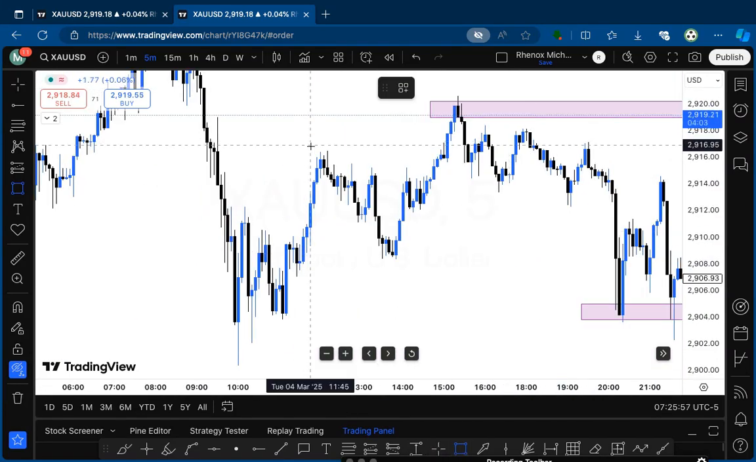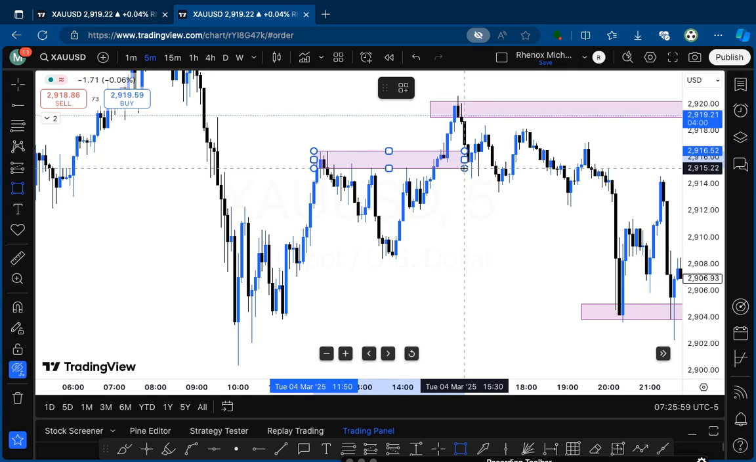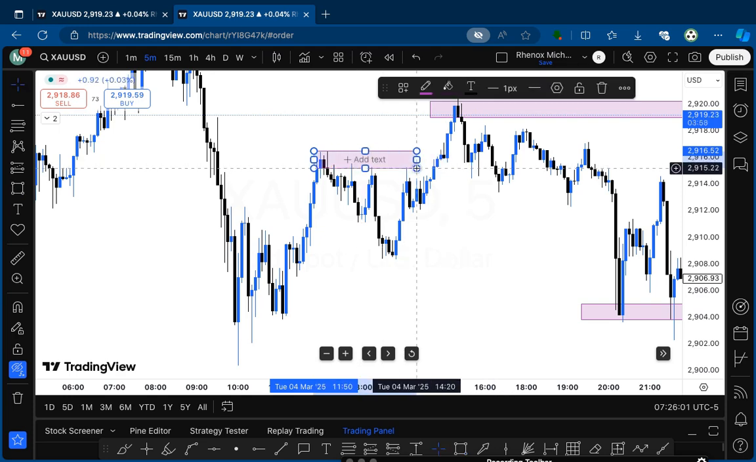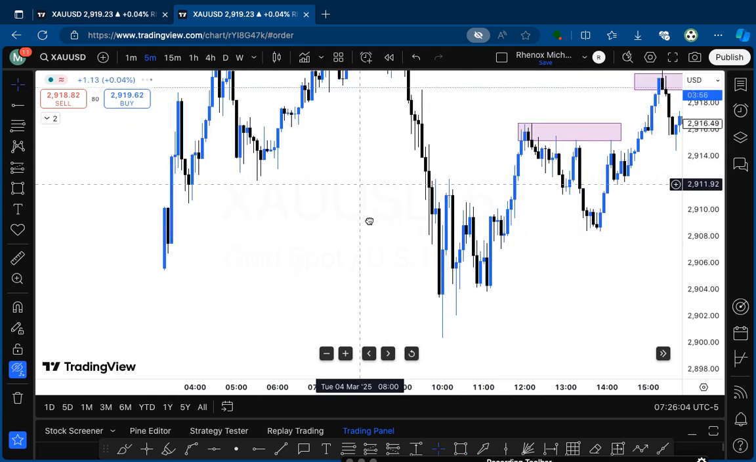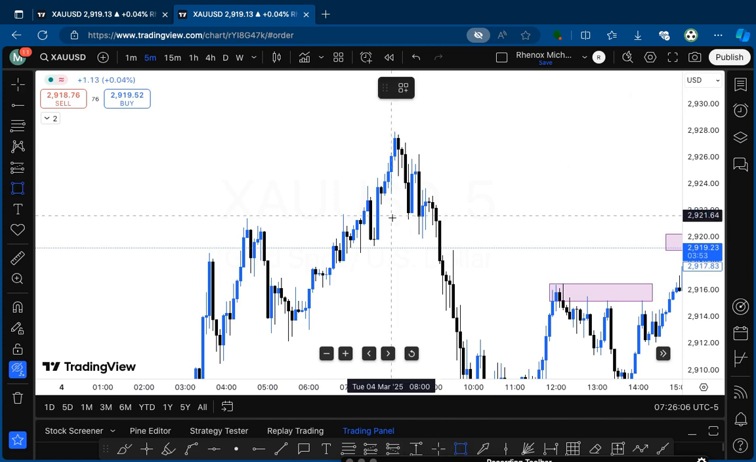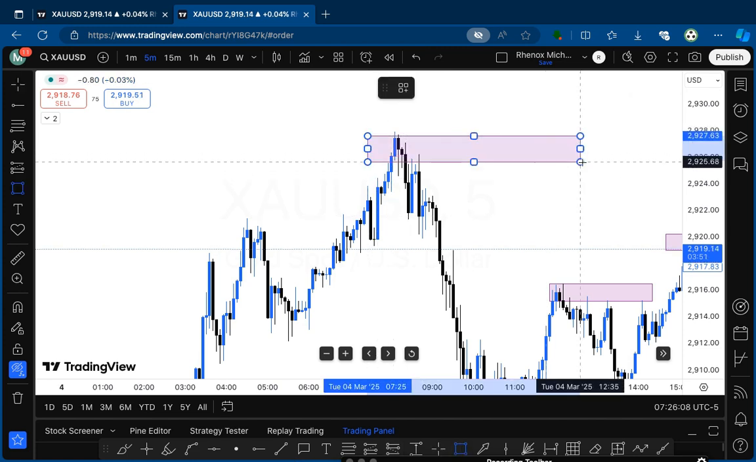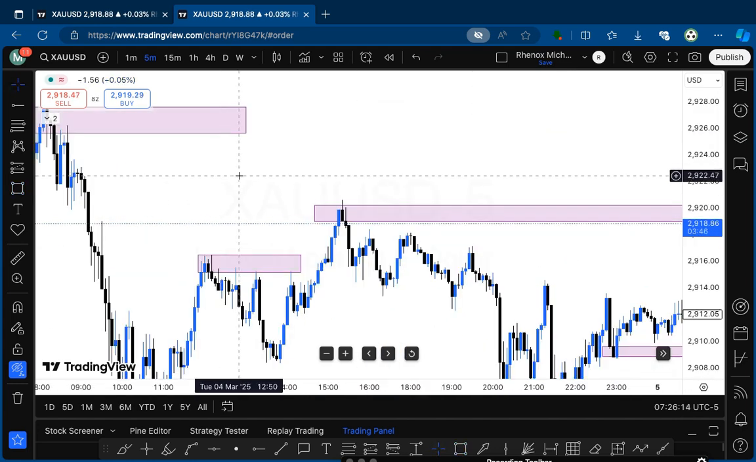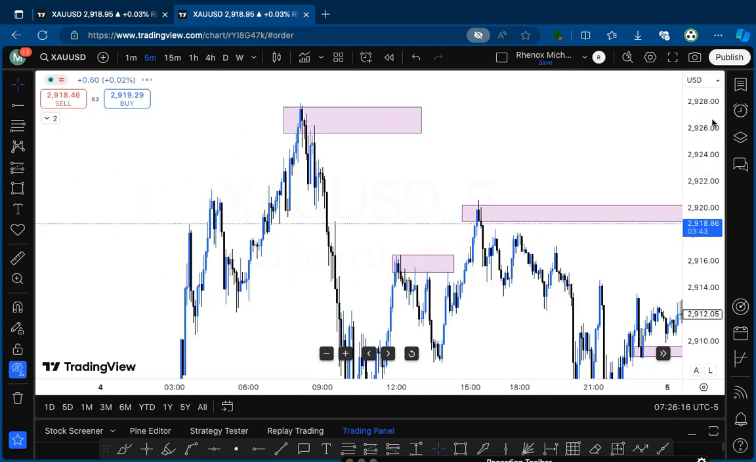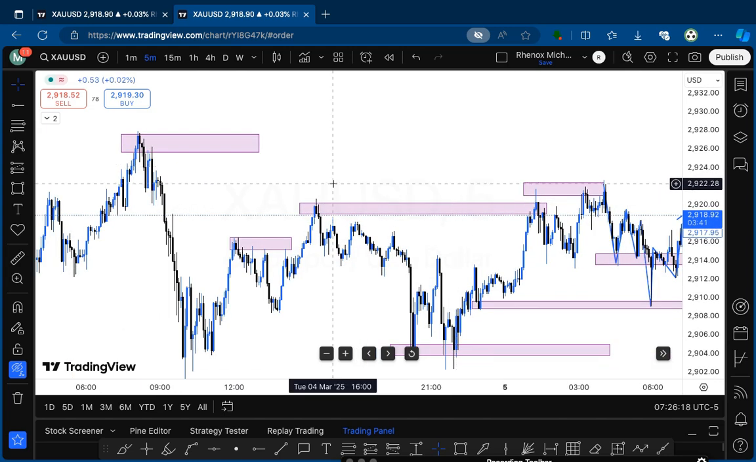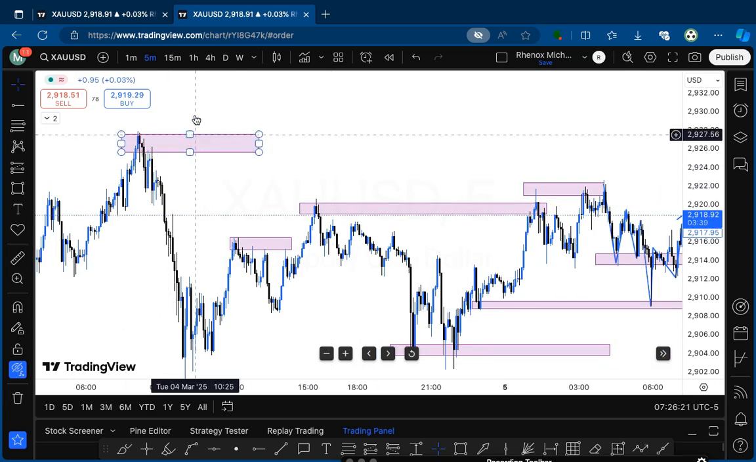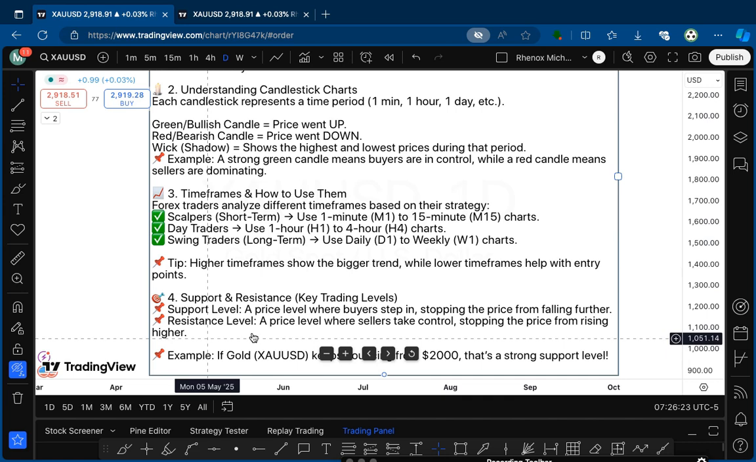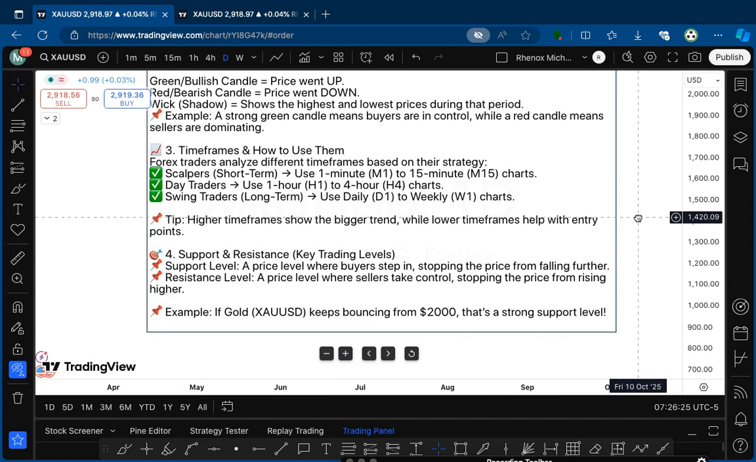Price got to this level and started coming down from there. That is our resistance as well. Okay, another one here: price got to this high and came back down. That is another resistance. Those areas where price keeps rejecting and falling back down are what we call our resistance levels. For example, if gold keeps bouncing from $2,000 per ounce, that's a strong support level.